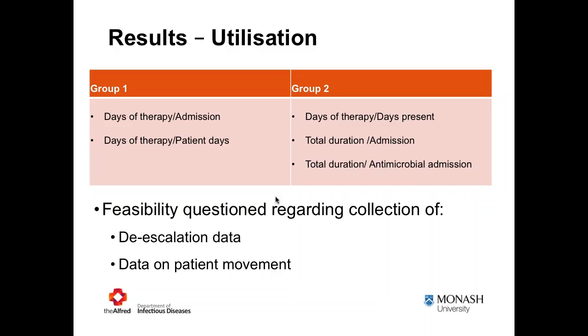They identified that these are some fairly crude measures, and something that might be helpful is if you're collecting data on de-escalation, so appropriateness of IV to oral or appropriateness of stopping antimicrobials would be an important metric. But again, it's a difficult one to collect without doing an extensive chart review. And also they were saying that collecting these sorts of data doesn't take into account data on patient movement, so a patient moving from one ward to another or one system to another is not well captured. So again, these are important metrics, but it's a tricky one to collect in a meaningful way.